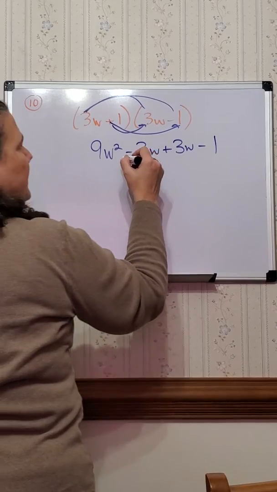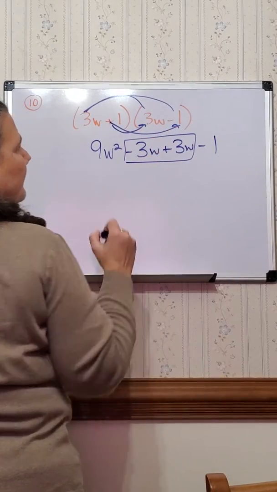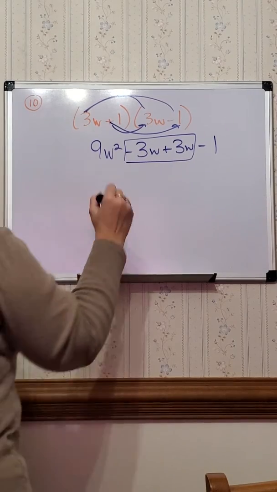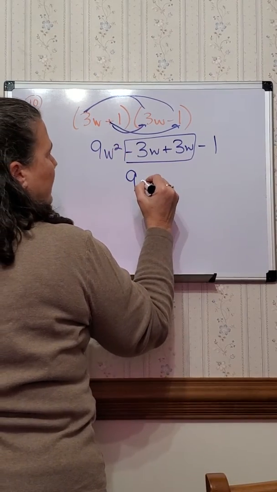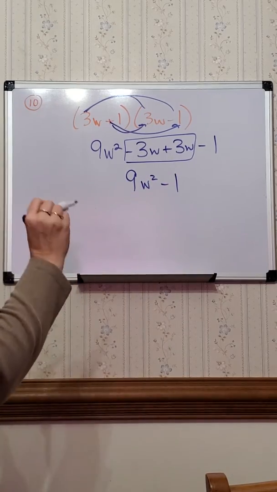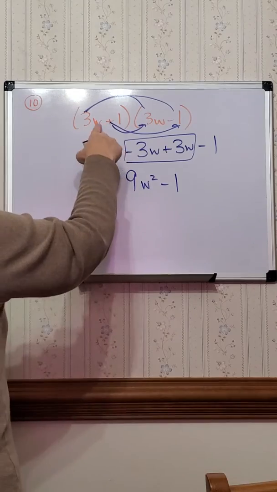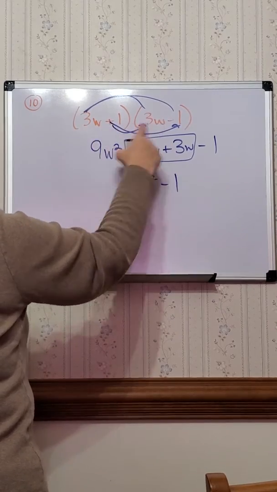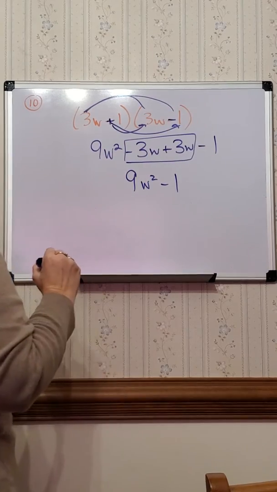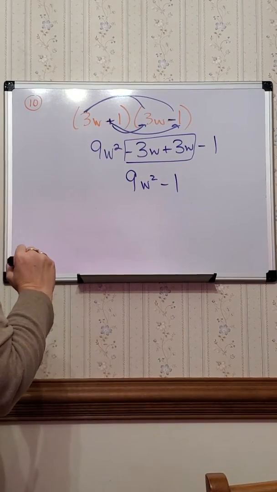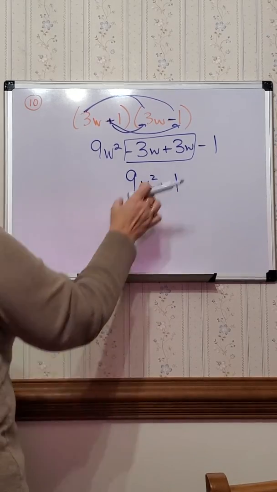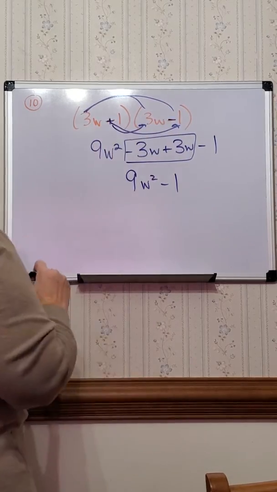Now, notice what happens here. I have a negative 3w and a positive 3w. That's going to cancel each other out. So my final answer is going to be 9w squared minus 1. Now, this is going to always happen if these two are the same numbers and variables, and one's a plus and one's a minus. Now, we're going to be learning about these special cases a little later. But this is going to always cancel out if we have that scenario.